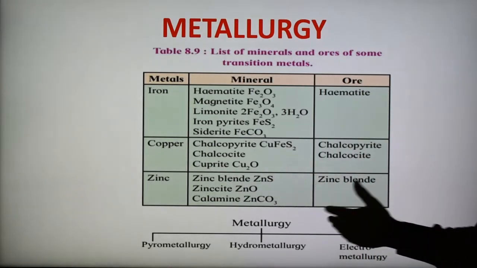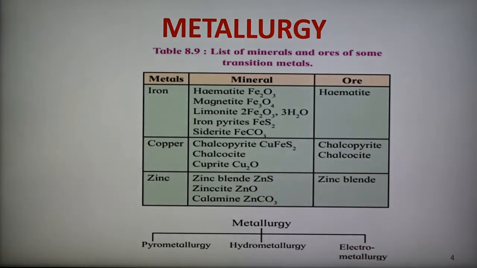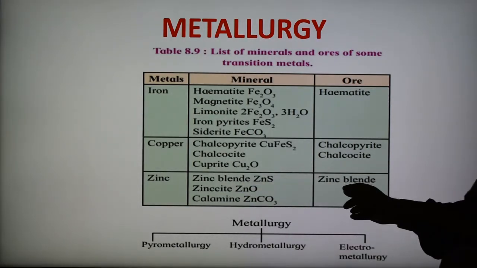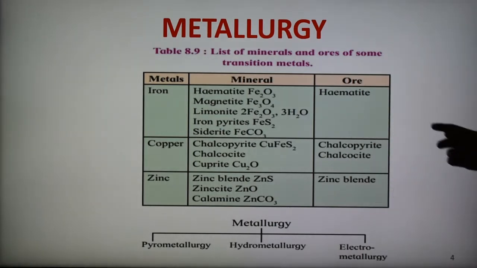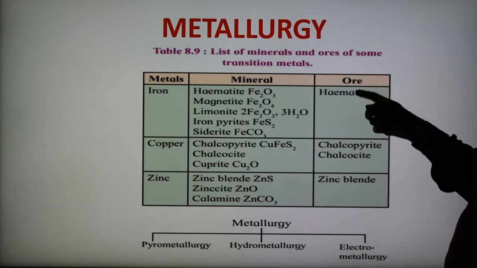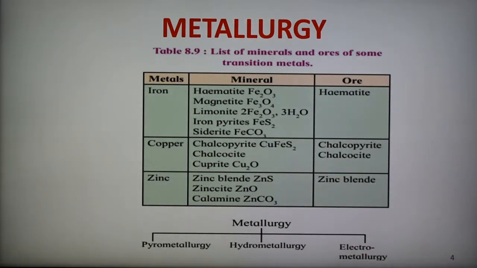In the case of zinc, there are three types of minerals: zinc blende, zincite and also calamine. But zinc blende is the main mineral from which zinc can be extracted. Therefore these are the ores. So all ores are minerals, but all minerals are not ore. So here we have seen that.